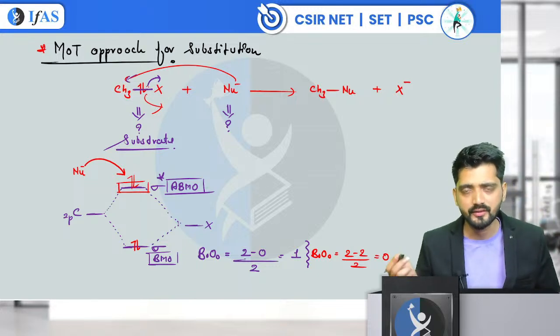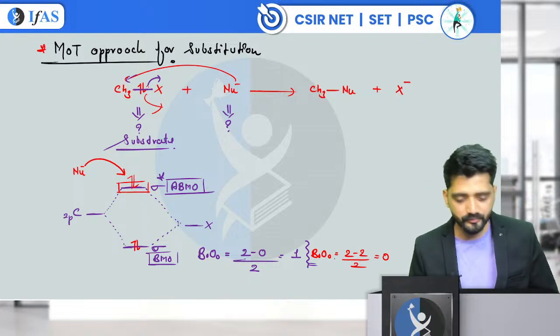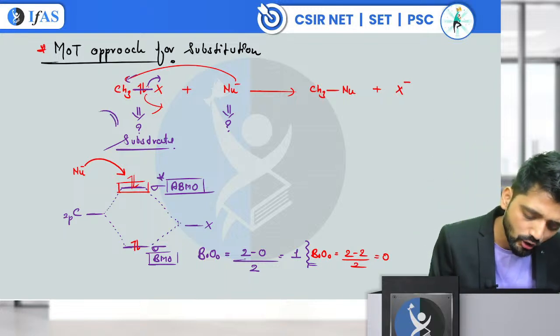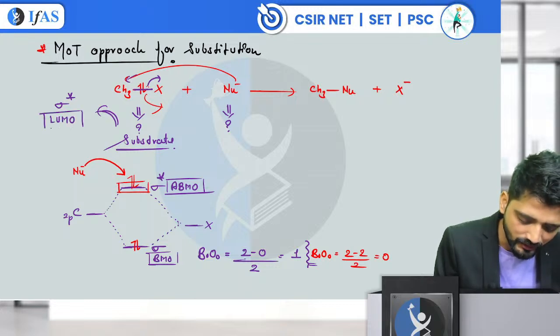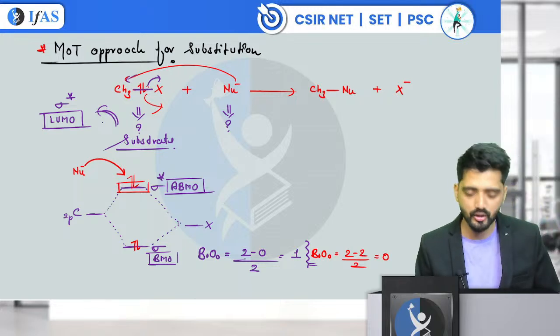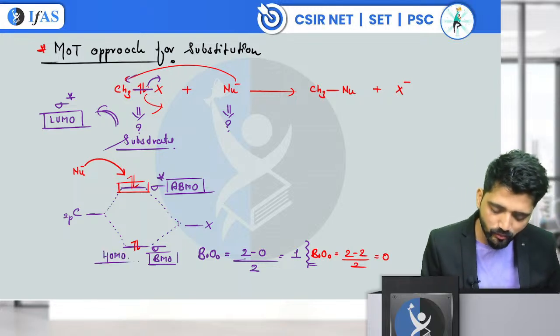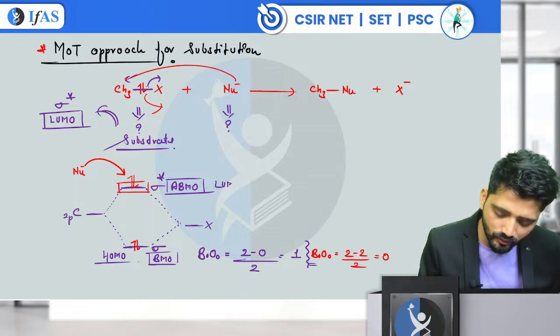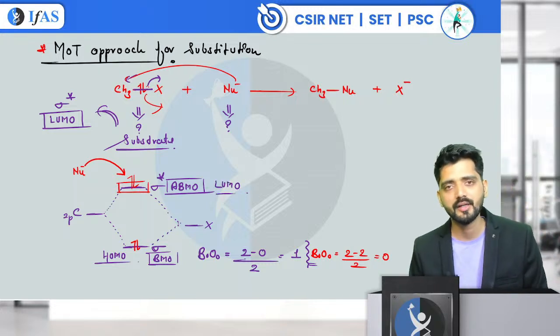MOT is also saying the same. When we see the bond order, it has become 0. So from the substrate side, the orbital which is involved is your sigma star orbital, which you call the LUMO also, the lowest unoccupied molecular orbital, because this is your HOMO, the highest occupied molecular orbital, and this is your LUMO, which is the lowest unoccupied molecular orbital.